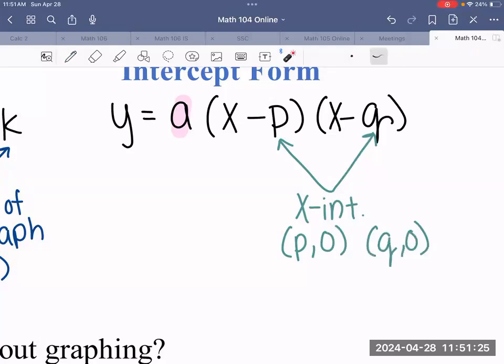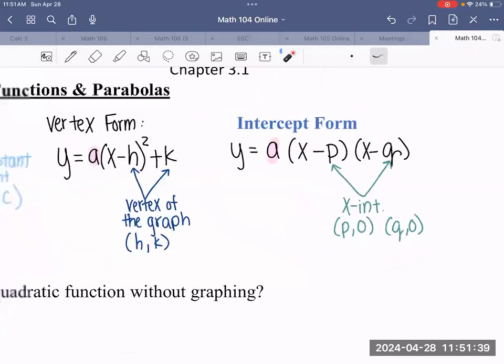It does not mean that p and q are only positive. It just means that they will be undergoing a sign change. So if p is negative, it'll be represented as positive. Same with q. If q is negative, it will now be positive. Just keep that in mind for these forms.